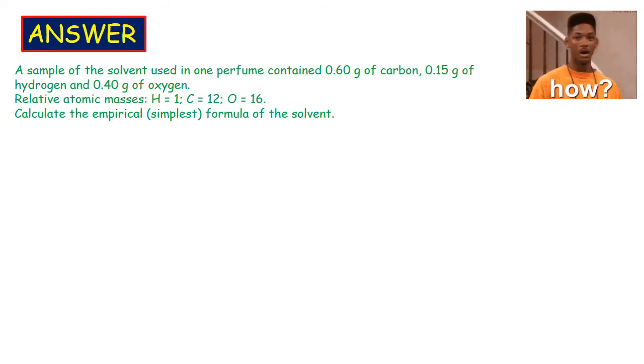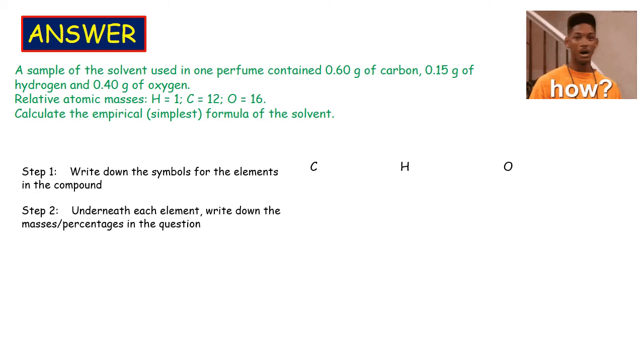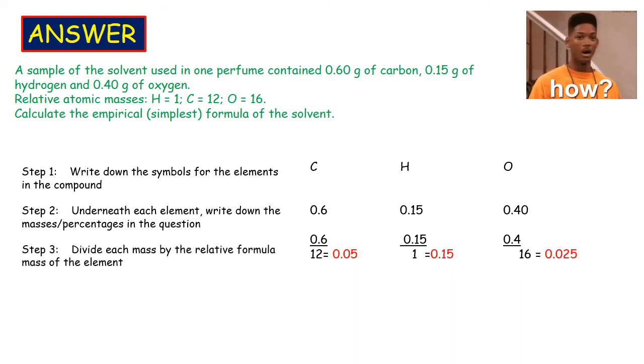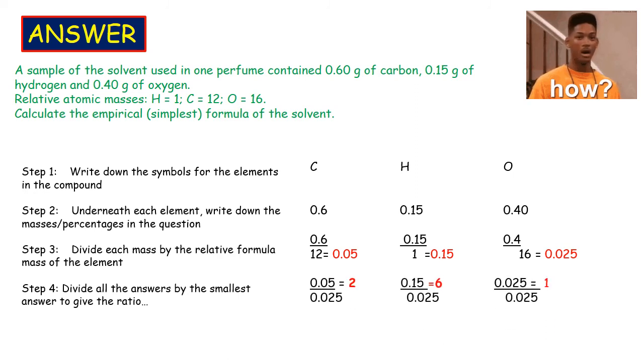So going through the answer, step 1, state those symbols. Step 2, write down the masses that we are given. Step 3, we're going to divide by the relative formula mass of each element. We're going to divide by the smallest answer to give a ratio. So we're going to divide by 0.025 in this example. So that gives us the numbers carbon 2, hydrogen 6, and oxygen 1.